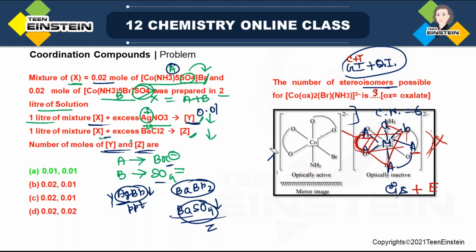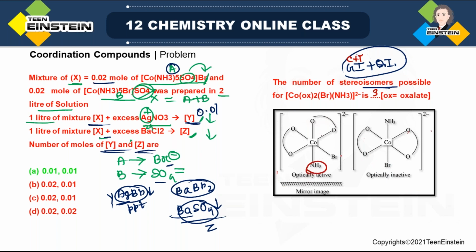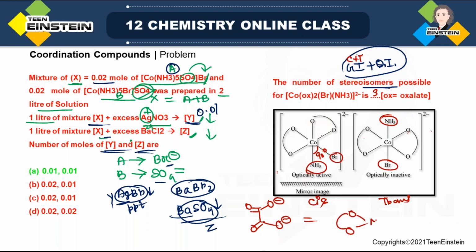Here the actual picture is given, that is, all the ligands that are present, and oxalate. So this is cis, ammonia and bromine 90 degrees to each other. This is cis and the second picture is trans. Bromine, ammonia 180 degrees. And oxalate is this ligand, which for simplicity we write in this way, O, O. Fine. So as you are getting another, its mirror image, from cis you are getting two and here only one. So it is ultimately three. Is it clear?